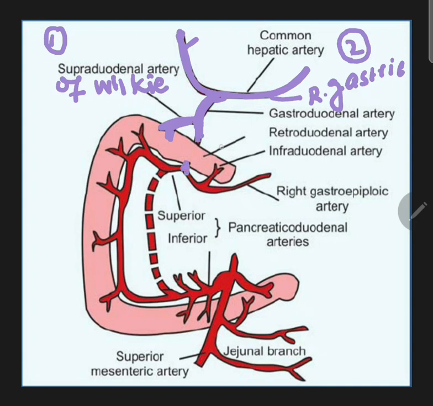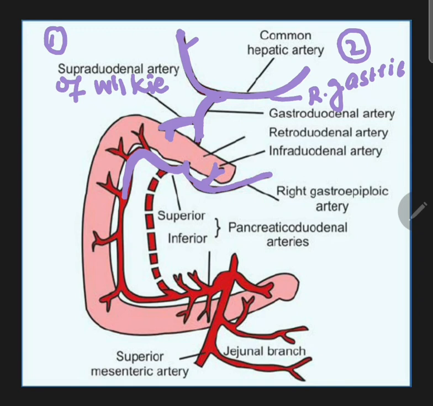which basically goes behind the first part of the duodenum, and then it divides into two branches. One of them is the infraduodenal artery, and the other one is the superior pancreaticoduodenal artery, which I already mentioned is also a branch of the gastroduodenal artery, a branch of the celiac trunk. Okay, so one branch becomes the superior pancreaticoduodenal, and the other one is going to become the infraduodenal artery.